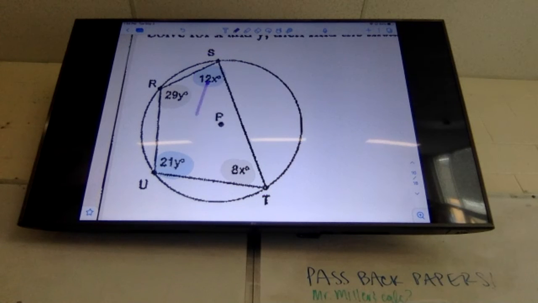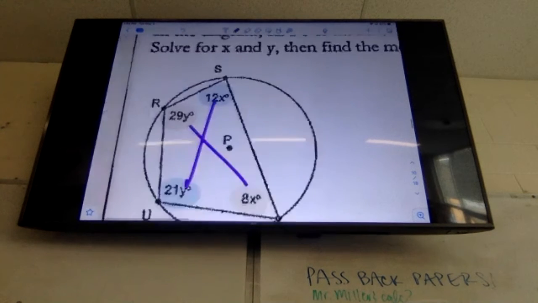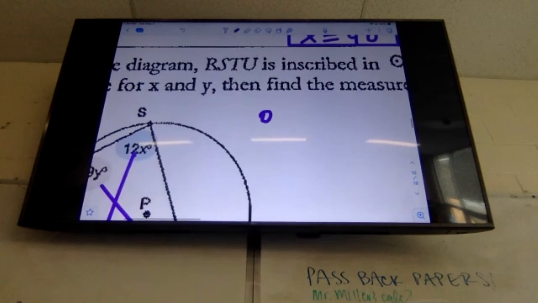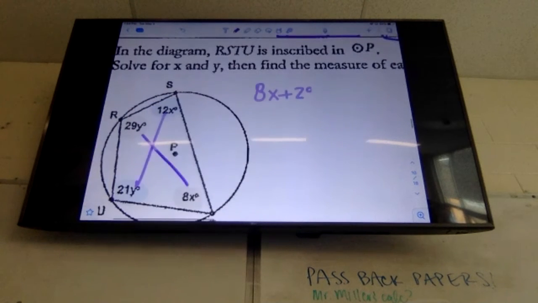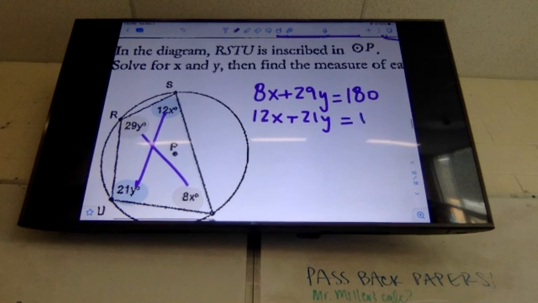So we have to do our supplementary. So let's add them up, set them equal to 180, and then we're going to do some systems of equations to solve. I like to do my x's first. So I'm going to say 8x plus 29y equals 180. And then I'm going to do my other one, 12x plus 21y equals 180.